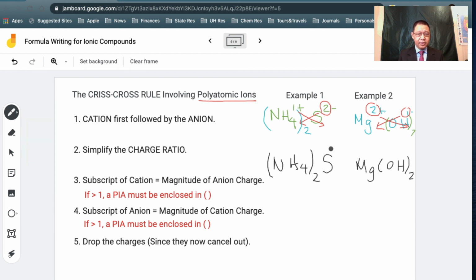So that's all there is to chemical formula writing. Now it's time for you to practice.